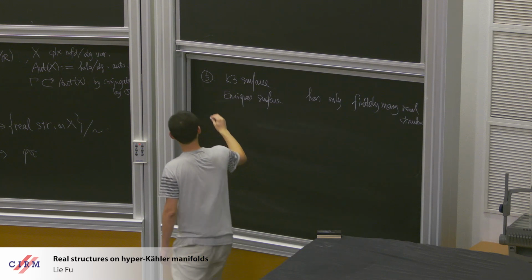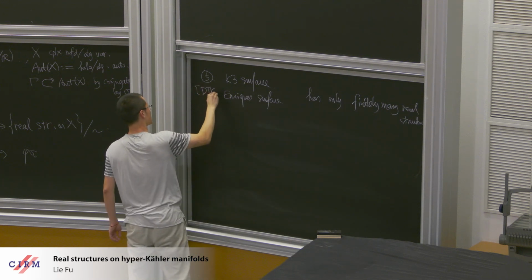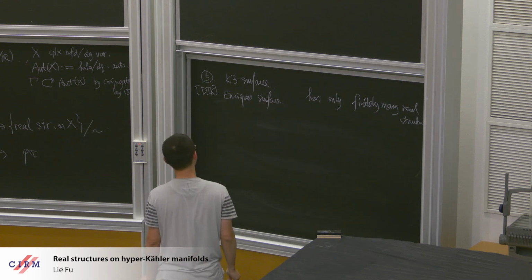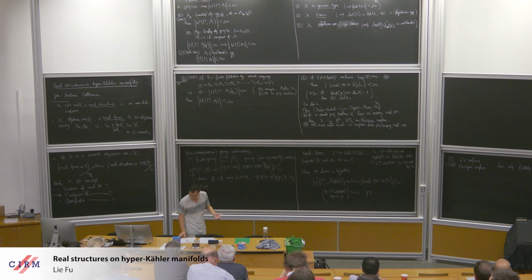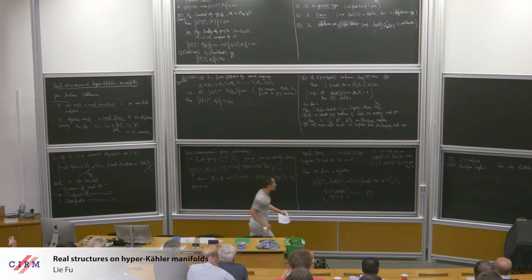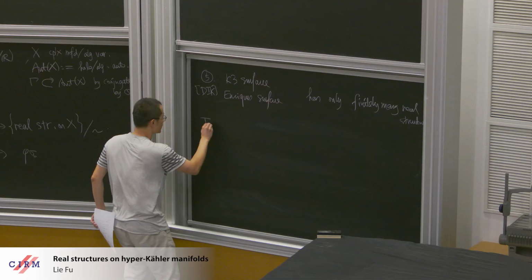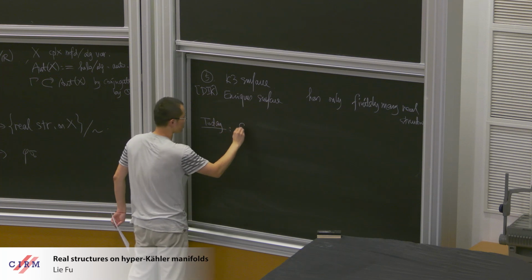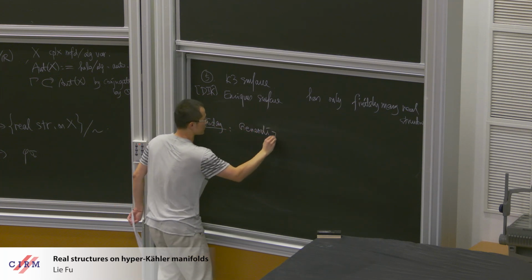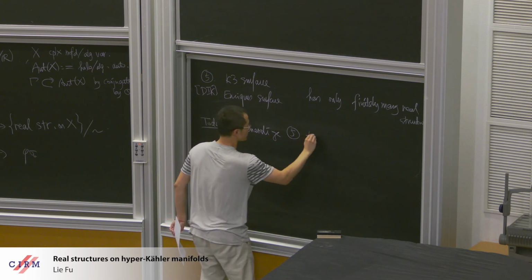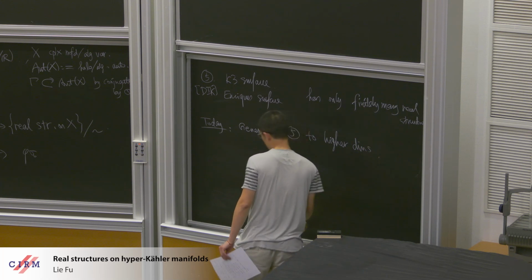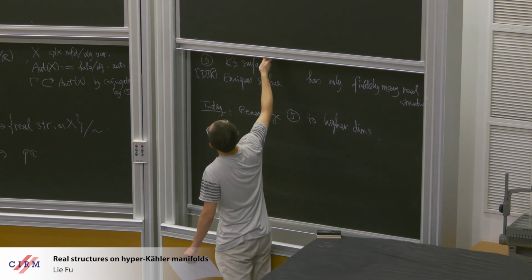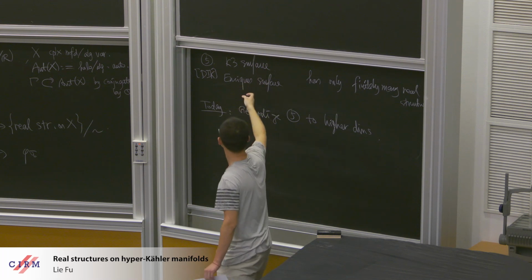Okay, so this is in the book of Sasha, Ilya, and Slava. Right, and this is the result that I want to generalize in this talk. So the question is to generalize it. So today we are going to generalize this to higher dimensions. So what is the higher dimensional analog of K3 surface and Enriques surface?